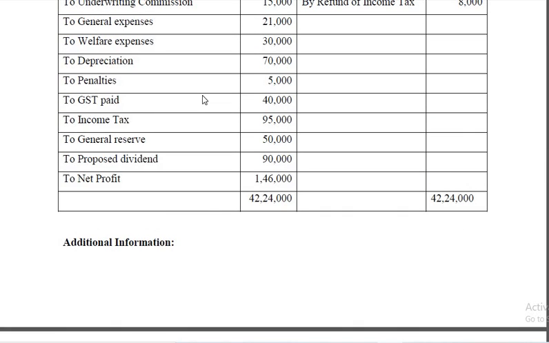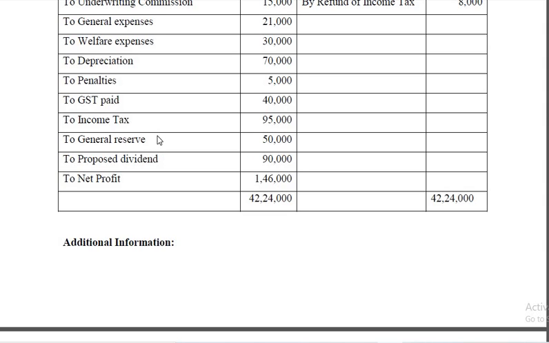No question of adding back. Welfare expenses includes payment towards family planning, expenses towards family planning, that is allowed 100%. Depreciation, add back and deduct what is allowed under section 32. Penalties are not allowed. GST paid is allowed. Income tax is not allowed. Wealth tax is not allowed. Transfer to general reserve is not allowed. Proposed dividend is also not allowed.